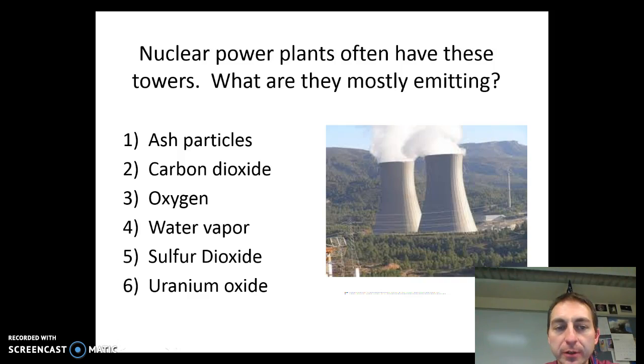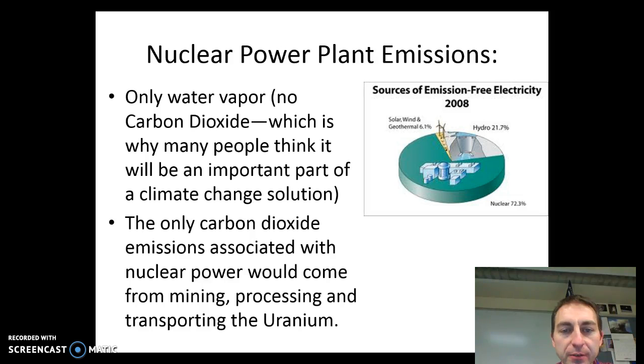When you go to a nuclear power plant and you were to observe it from a distance, you would notice that you get these big towers and there's stuff coming out the top of them. And so we wonder, well, what is that stuff? As it turns out, it is water vapor. Water vapor is the main emission from nuclear power plants. You do not have carbon dioxide emissions.